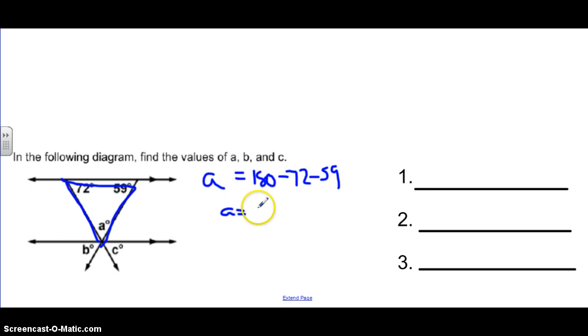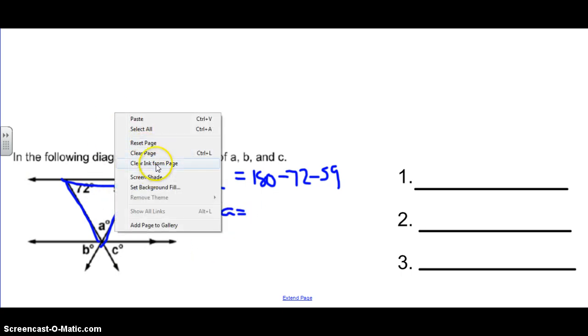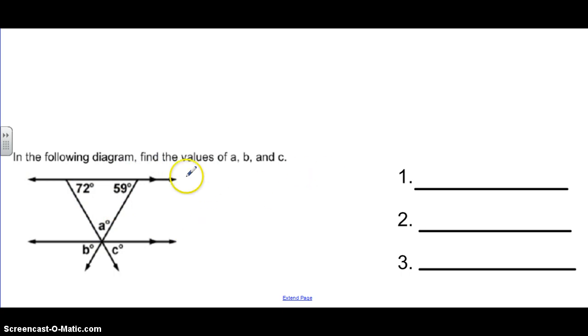I'm doing it in my head, but just use the calculator, and you get some amount. Second part, so once you found A by doing it that way, let's look at this. We have a transversal right here. So if I know that this is 59, I know alternate interior angles are congruent. So this is also 59 degrees.